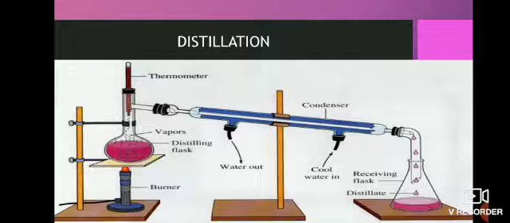What do you see? After some time, water vapor goes into the second conical flask through the delivery tube. The water vapor will slowly turn to water. This water is called distilled water. It is free from impurities. What do you learn from this? Impurities can be removed from water by the distillation method.